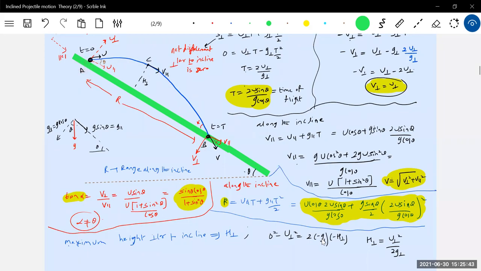Sir, minus U perpendicular squared by 2 g perpendicular, no, sir. Sir, there you wrote. Okay, that's one. H, sir. Yeah, fine. Yes, sir. Yeah, I made the correction.